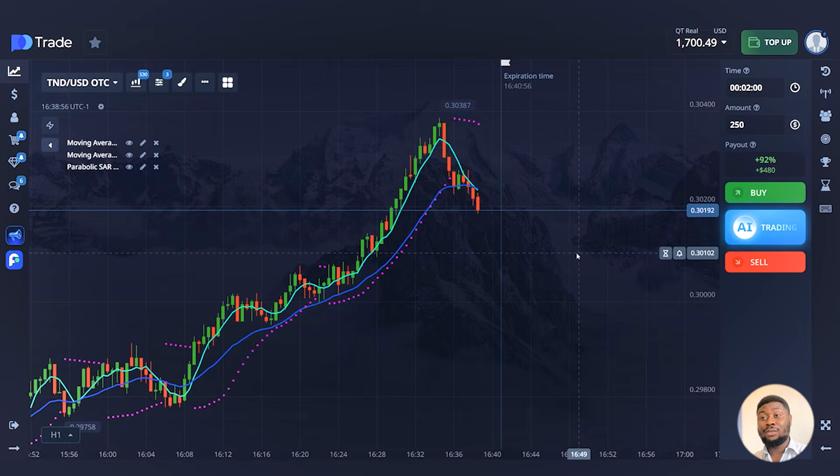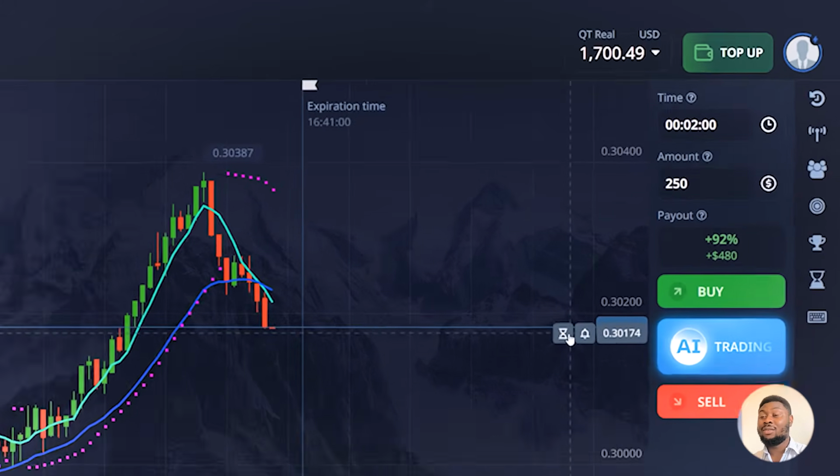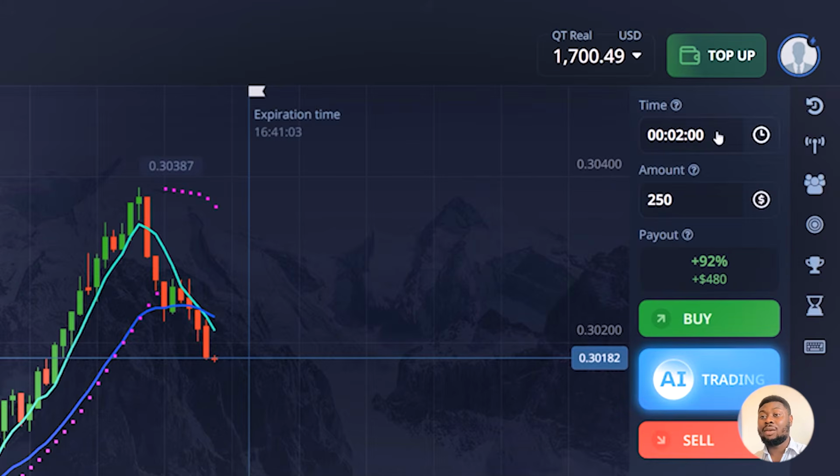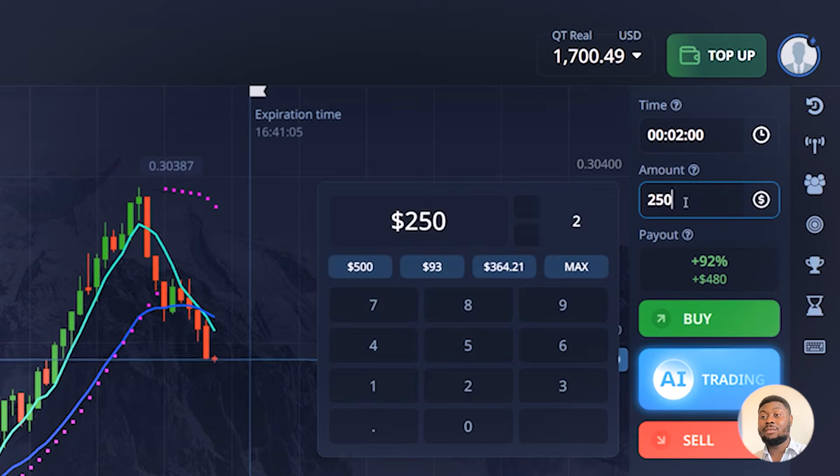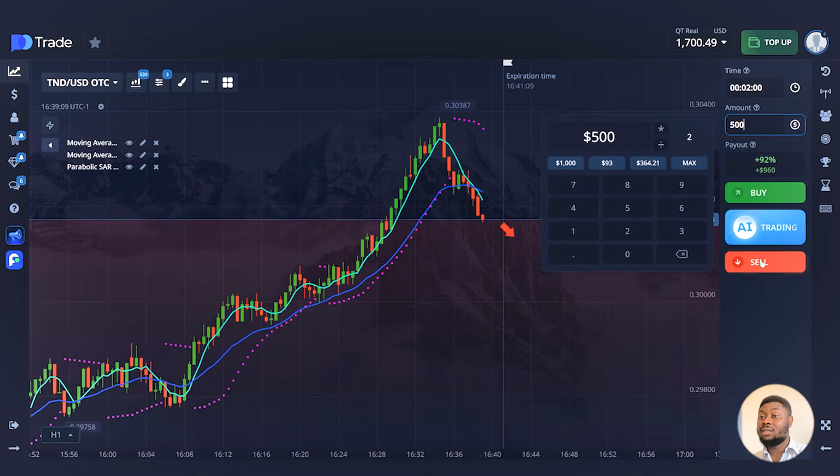Found the first suitable situation. I think you can open a trade here and make profit. I'll use 2 minutes of trading time and I'll start working with an amount of $500. My forecast is that the price will decrease. It's time to open a trade.